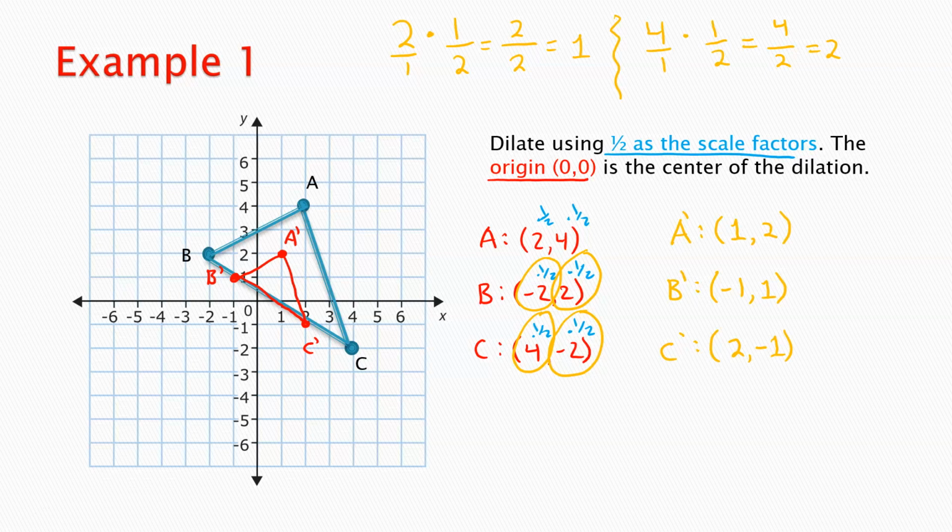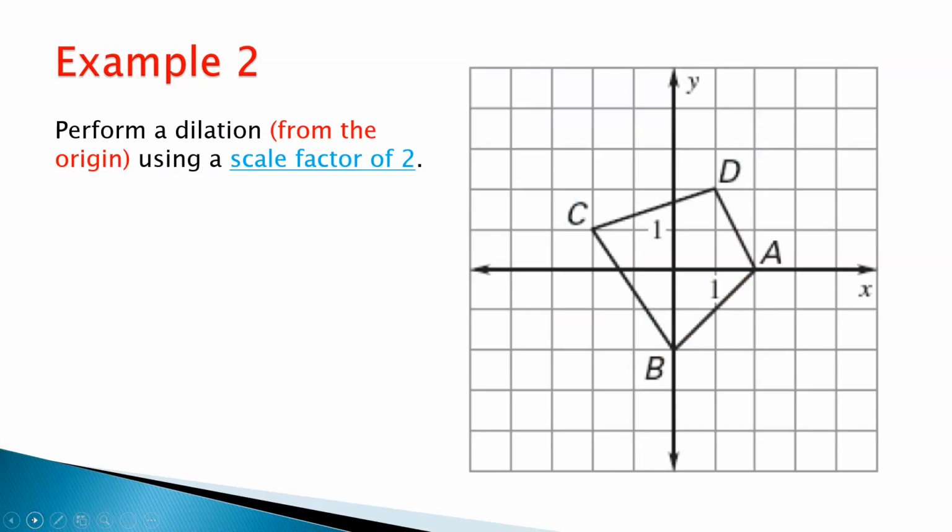All right, so there we have it. That's an example of dilating from the origin, right? That's my personal favorite. It's not too crazy. Use the coordinates, multiply by your scale factor, and then go ahead and plot your points again.